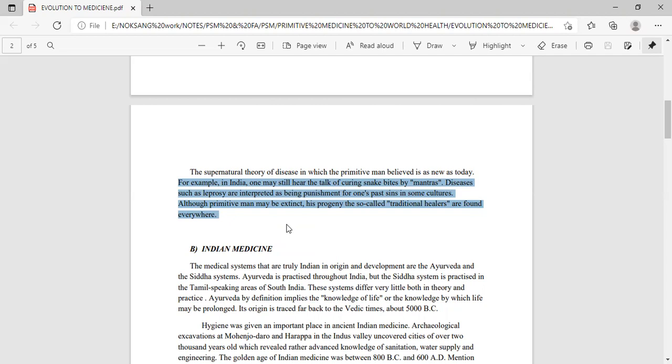So these things were believed to be punishment for one's past sin, and these things are still going on even today. That is why primitive medicine is known as timeless, because it's still going on. The thoughts and views are still there in our mind. So these are the two examples.